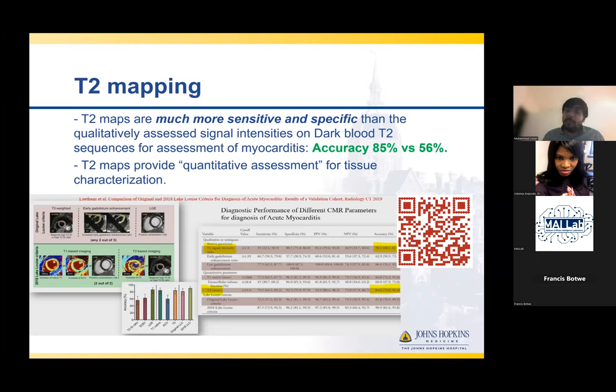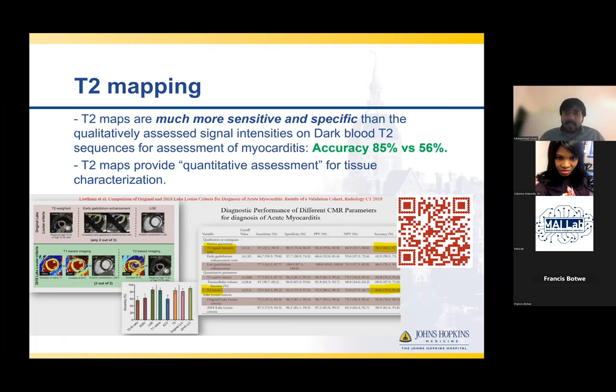T2 mapping gives you a quantitative method of analyzing edema in the myocardium. It's a very powerful, very useful tool clinically. Before T2 mapping was commonly used, and still in practice, we used dark blood sequences to look for edema. Now it's very visual, a very qualitative method. You're just looking through images and judging if there is edema. And a subtle edema could be missed even by experienced radiologists on those sequences.